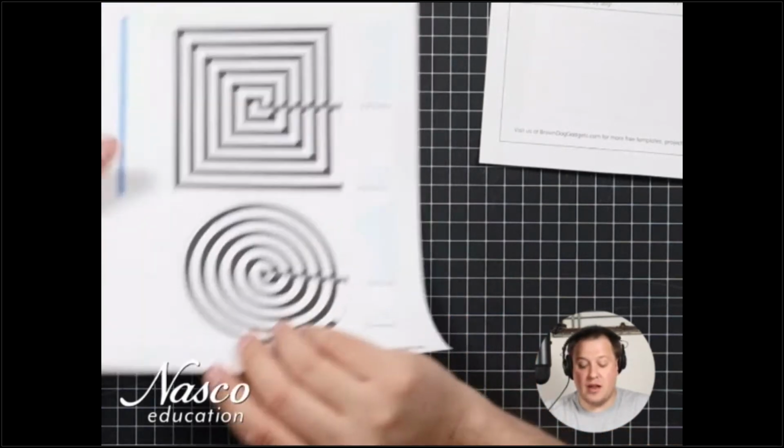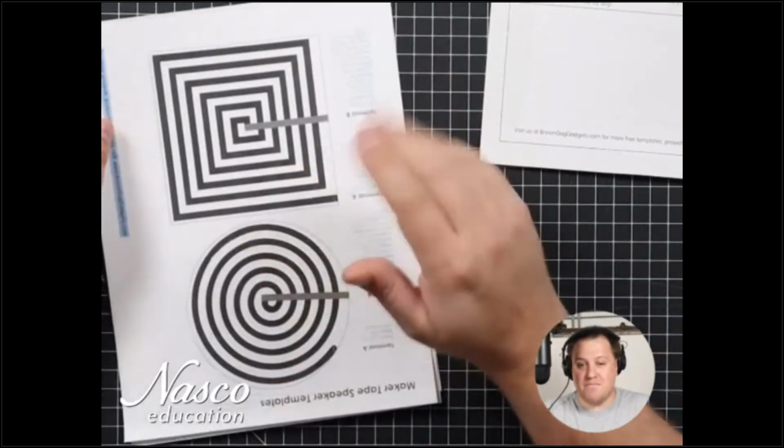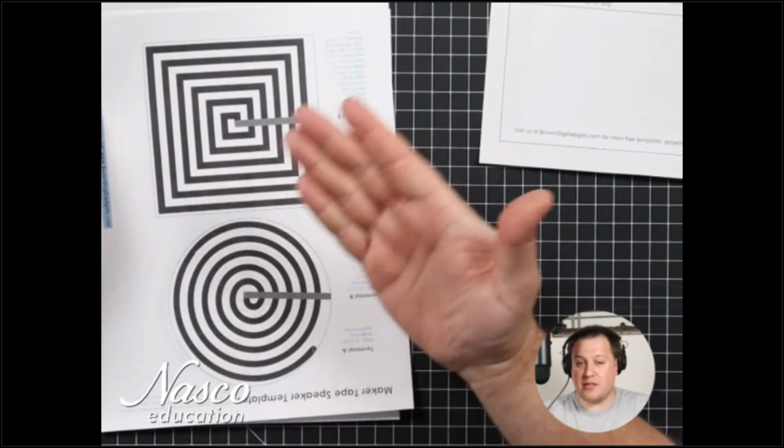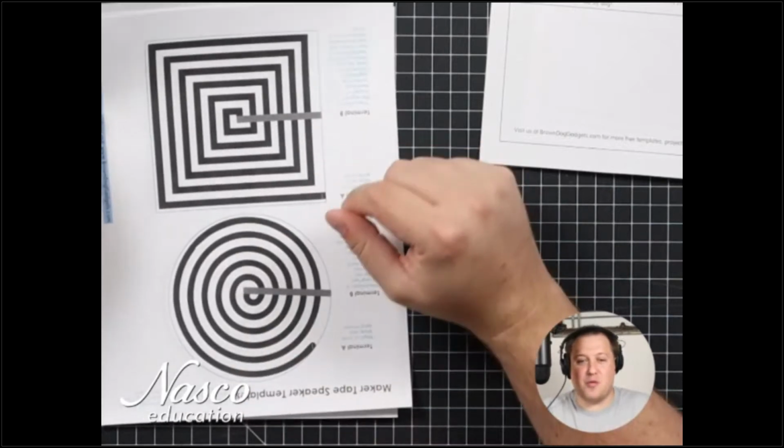That's a really fun activity if you want to show off some of that technology behind the technology kind of aspect. And these templates and directions you can find on the Nasco Education website, where there's a link somewhere. There you go, Pete. Thanks, Pete.